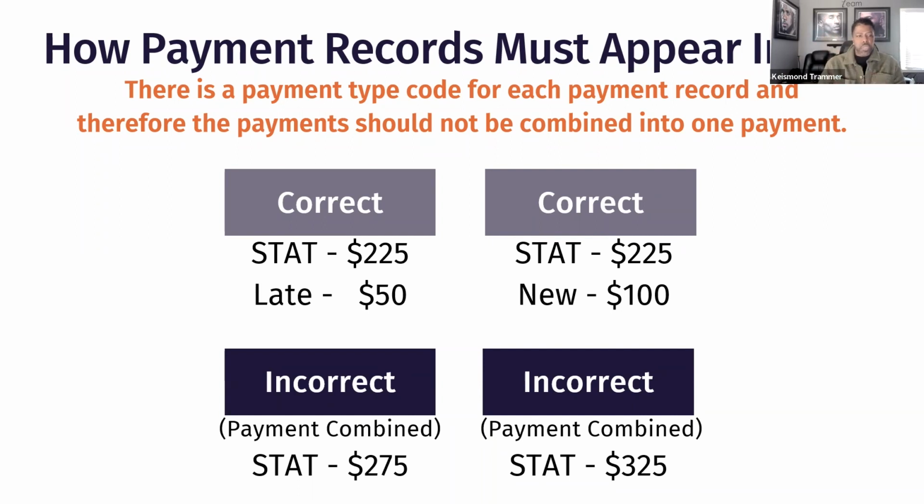Also, just real quick, looking at this next section, if you have a new member, you just want to make sure that you set up the payment type code for your new member fees. The new member fee for C.A.R. is $100. You just want to make sure that you never combine the $100 with the dues payment, making it $325. Again, our system will reject it because we're looking for the payment amount of $225 and not $325.